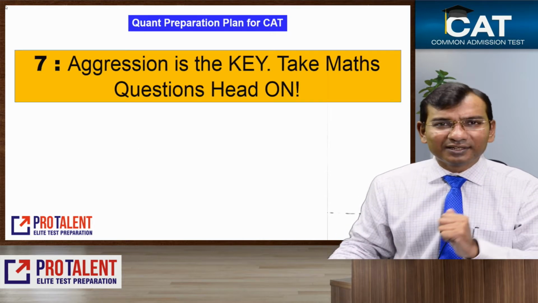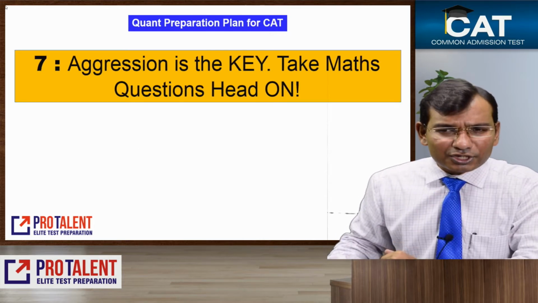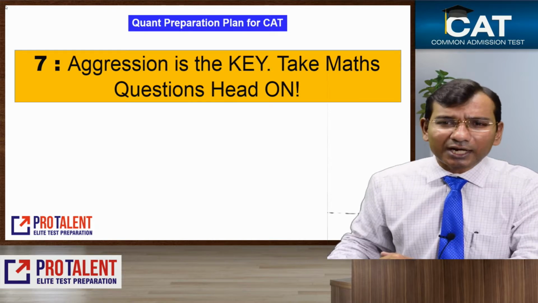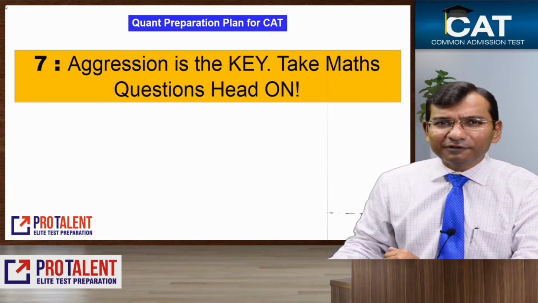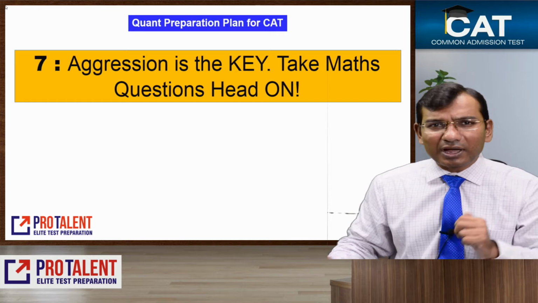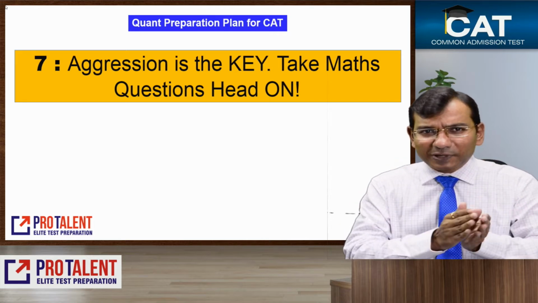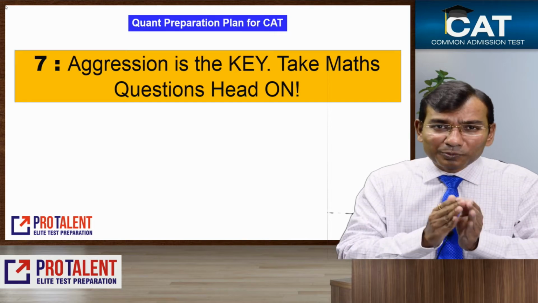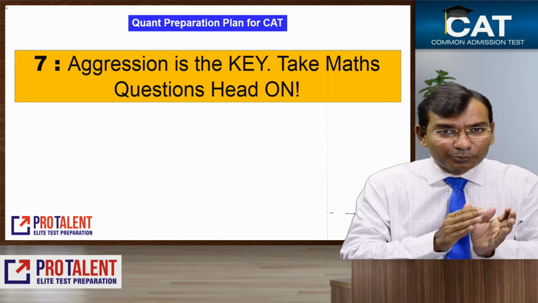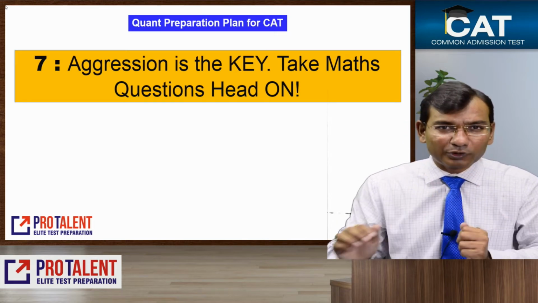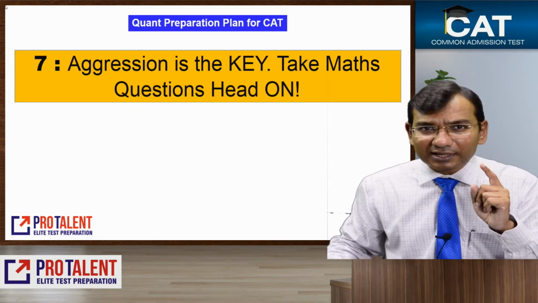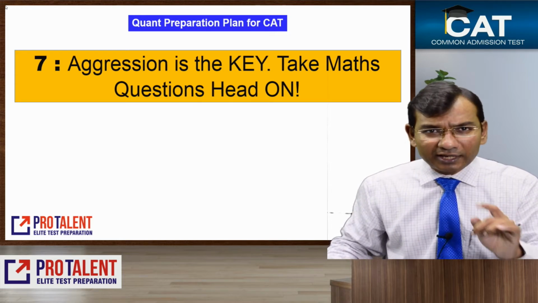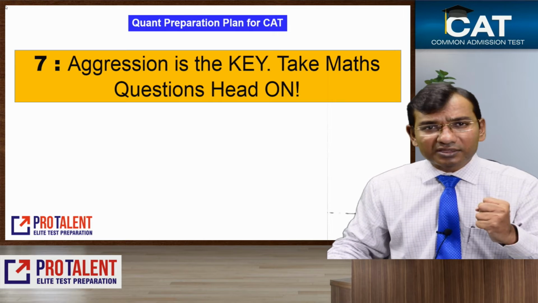And the last one is aggression. Aggression is the key. Take maths questions head on. This is very important. If you become docile, then you have a problem with understanding the entire part. You will become a little slow. You may possibly become complacent, or you may also become a little bit fearful. So believe me, aggression is the key, and whenever a question comes to you, take it head on.